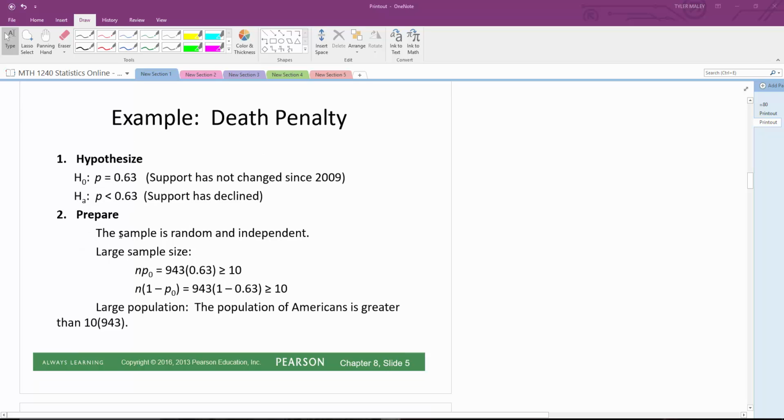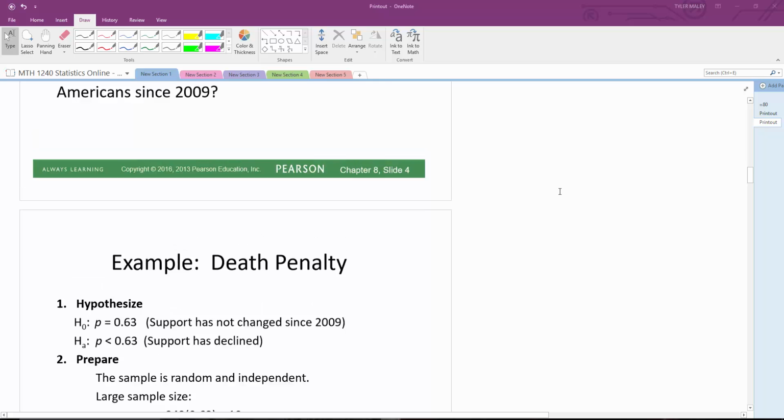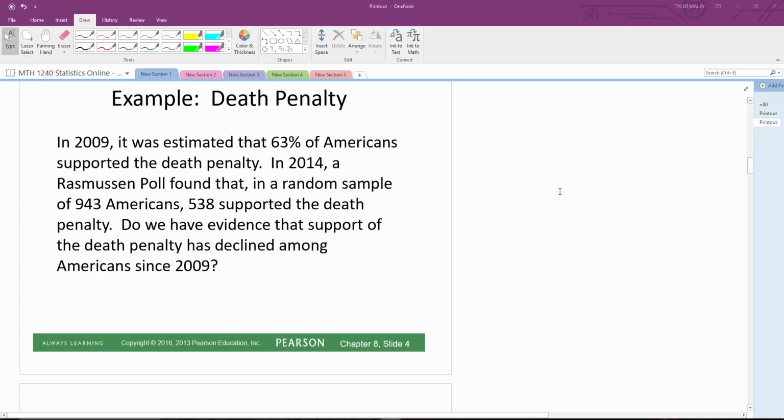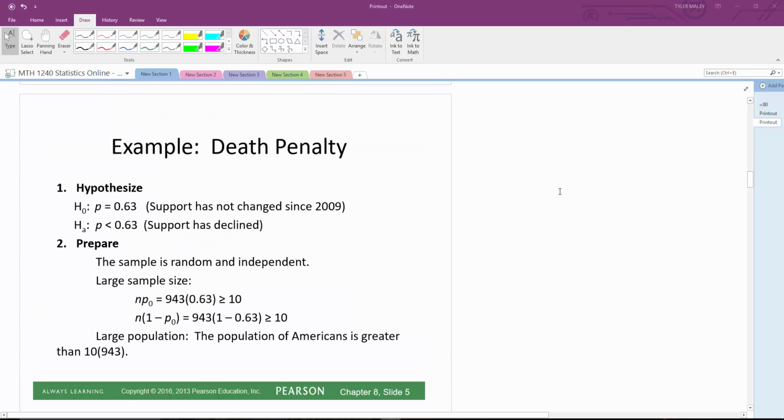And then the next thing we want to do is make sure that all of my conditions are met. So the sample is random and independent. We're told that it's a random sample, and there's nothing to suggest that we fail any independence here. Nothing to believe that. Next, we check the sample size. I can expect at least 10 successes and at least 10 failures by using these formulas, so we're good. And then we check the population. We can definitely support that the population of Americans is bigger than 10 times 943. So we had 943 in our sample.